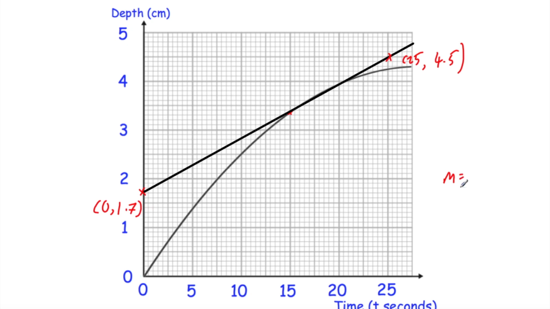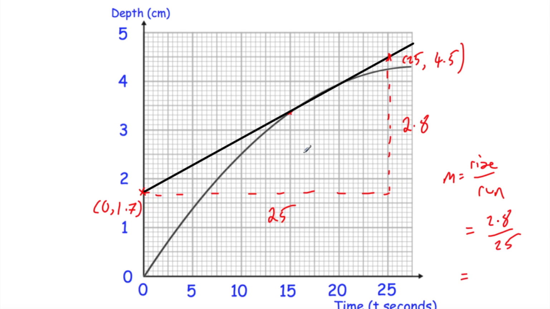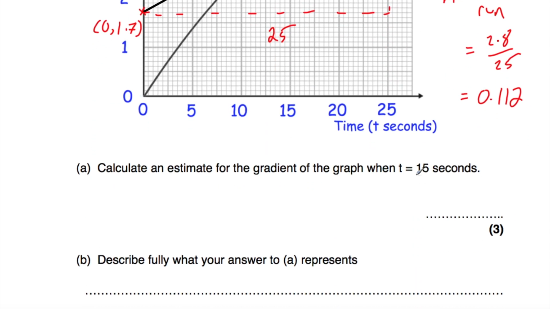So m, the gradient, would be equal to the rise divided by the run. Well, let's turn this into a little right angle triangle. So let's go across. In terms of the run, that's going to be 25. And in terms of the rise, we're going to do 4.5 take away 1.7. That's going to be equal to 2.8. So we've got the rise and the run. Now we just need to do 2.8 divided by 25, and then that'll be the gradient of our tangent. So let's work that out. 2.8 divided by 25 is 0.112. So that means the gradient of the graph at t equal to 15 seconds would be 0.112.